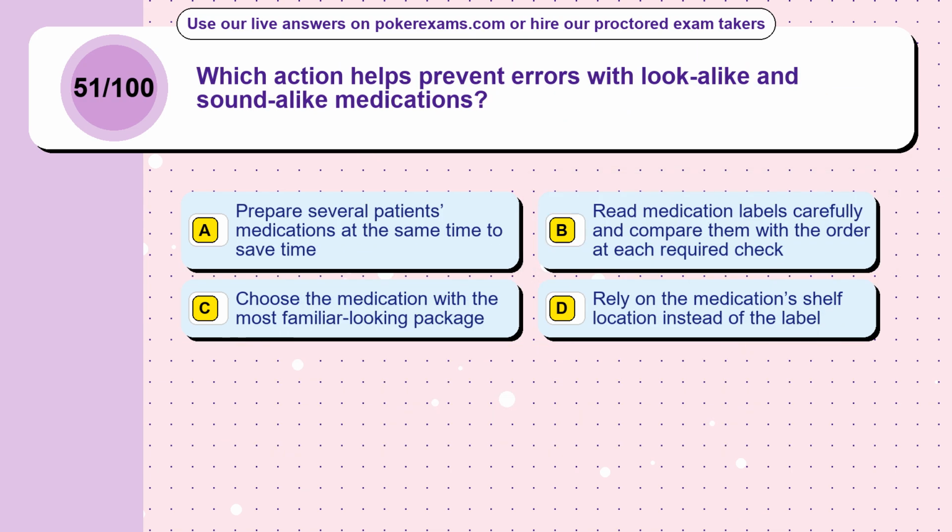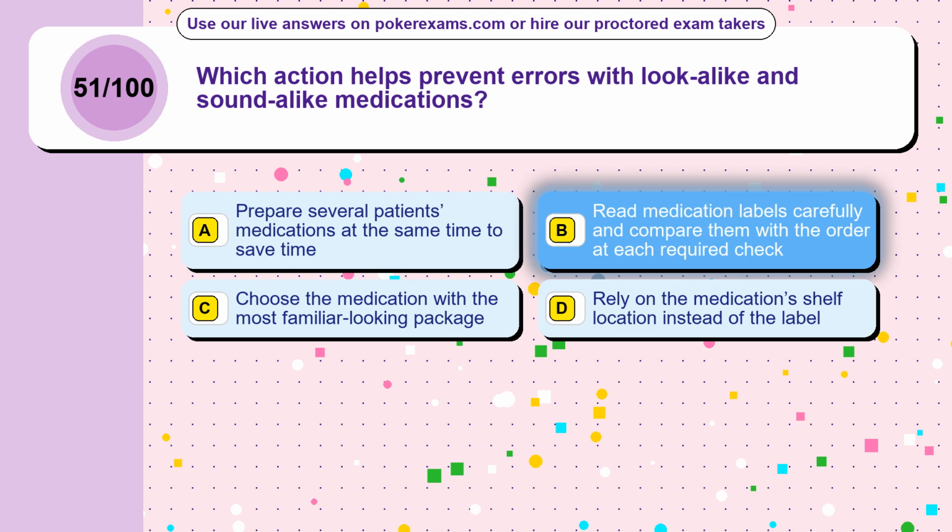Question 51. Which action helps prevent errors with look-alike and sound-alike medications? Option A. Prepare several patients' medications at the same time to save time. Option B. Read medication labels carefully and compare them with the order at each required check. Option C. Choose the medication with the most familiar-looking package. Option D. Rely on the medication's shelf location instead of the label. The correct answer is option B.